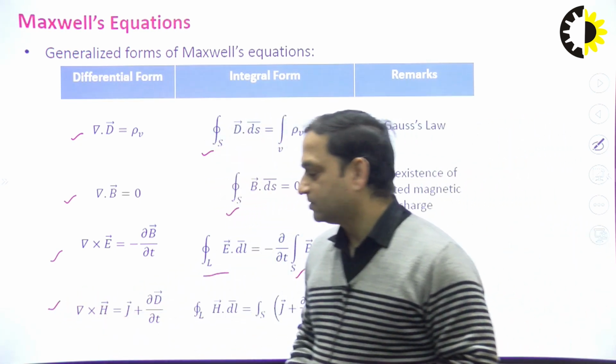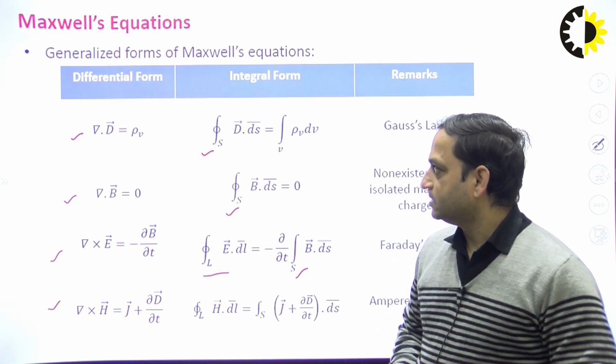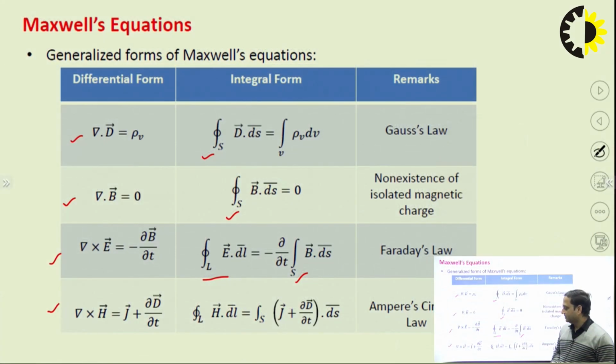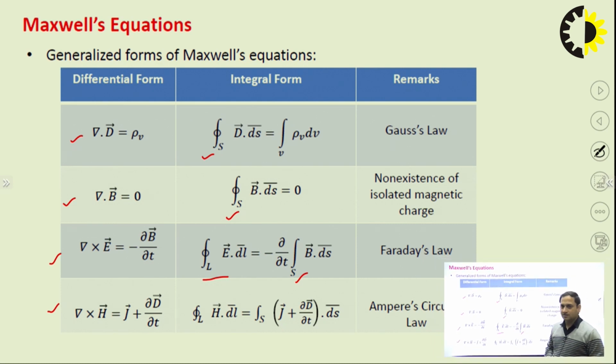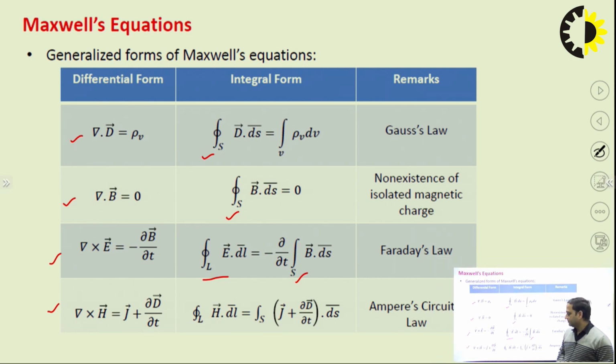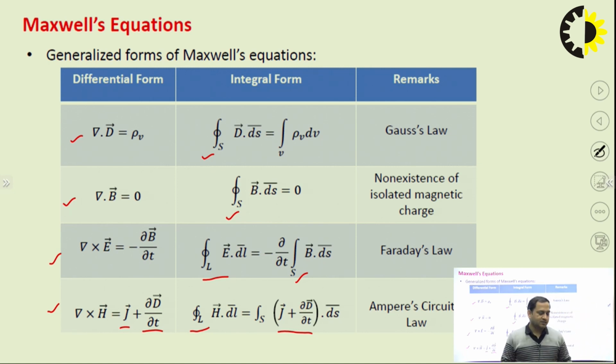Next, the last and fourth Maxwell equation in the time-varying field is del cross H equals J plus del D upon del t, where J is the conduction current density and del D upon del t is the displacement current density. Its integral form is H dot dl over a closed path equals J plus del D upon del t dot ds over the open surface, and this is derived from Ampere's circuital law.